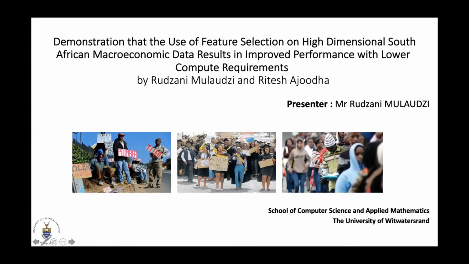Okay, perfect. So I'm going to be presenting the demonstration that the use of feature selection on high-dimensional data results in performance improvement, and particularly by performance, I'm referring to the mean absolute scaled error. This is a paper by myself and my supervisor Ritesh Ajuda, but I will be presenting on our behalf today.